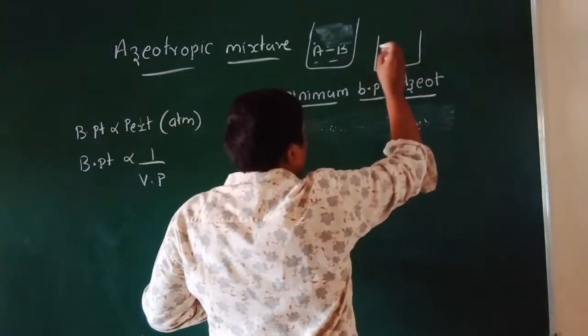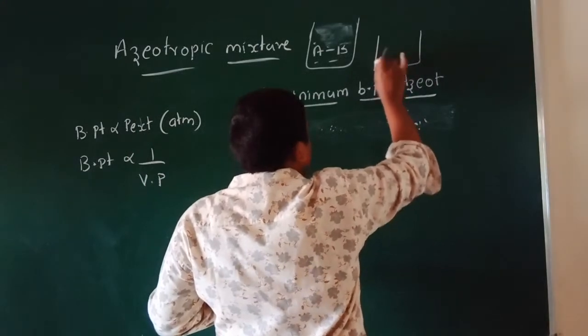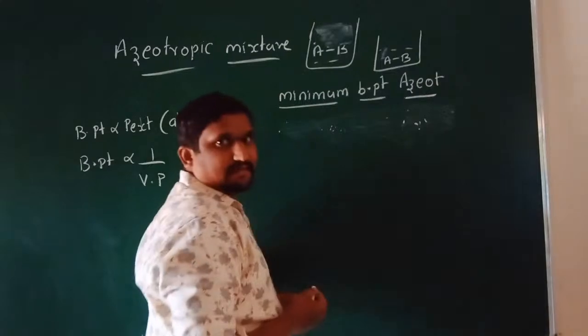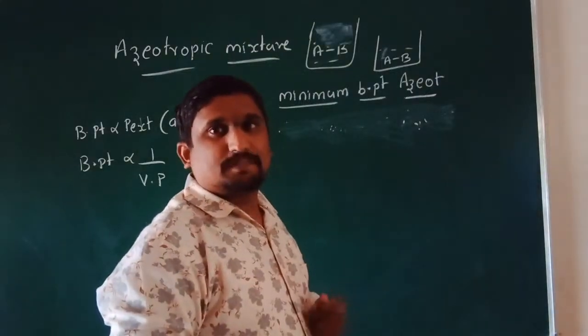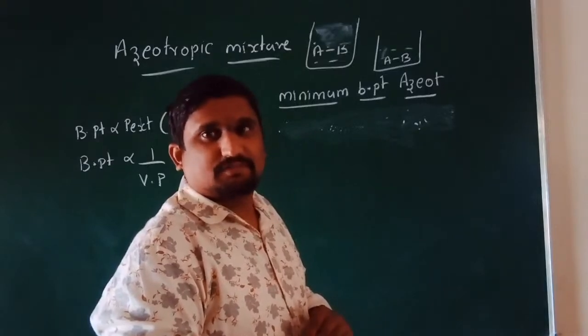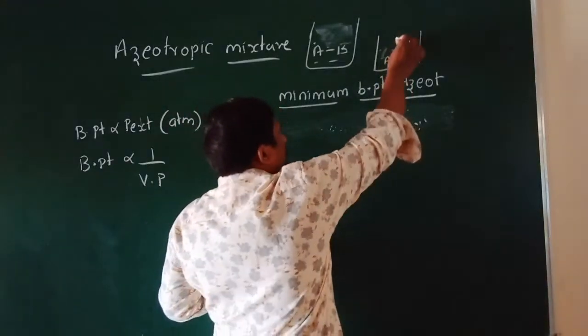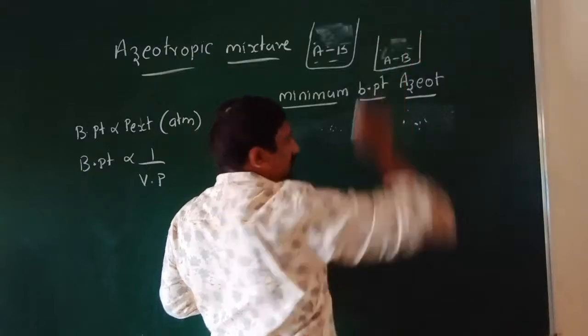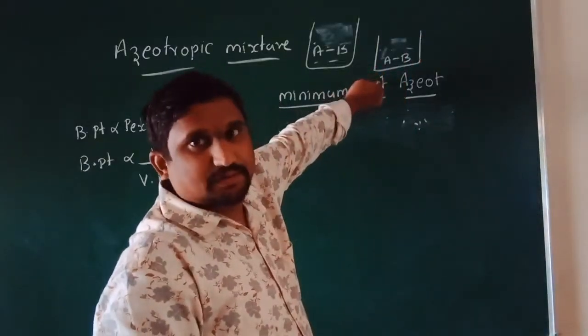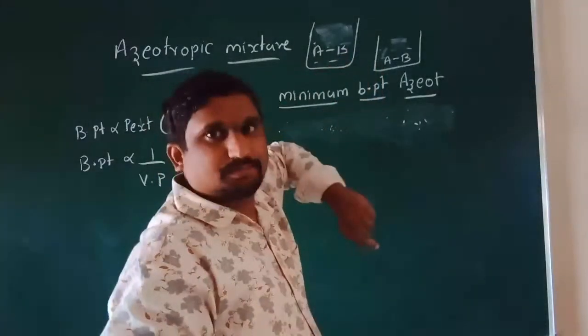And one more deviation is the negative deviation. In negative deviation, AB interactions are stronger. If AB interactions are stronger, A will not be easily converted into vapor state, and B will also not be converted easily into vapor state. Hence we are getting lesser vapor pressure. So this is called negative deviation, and this is called positive deviation.